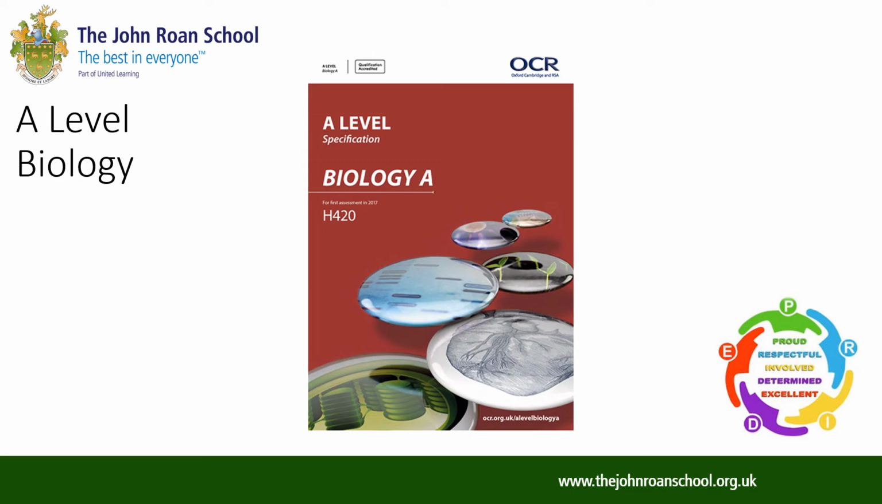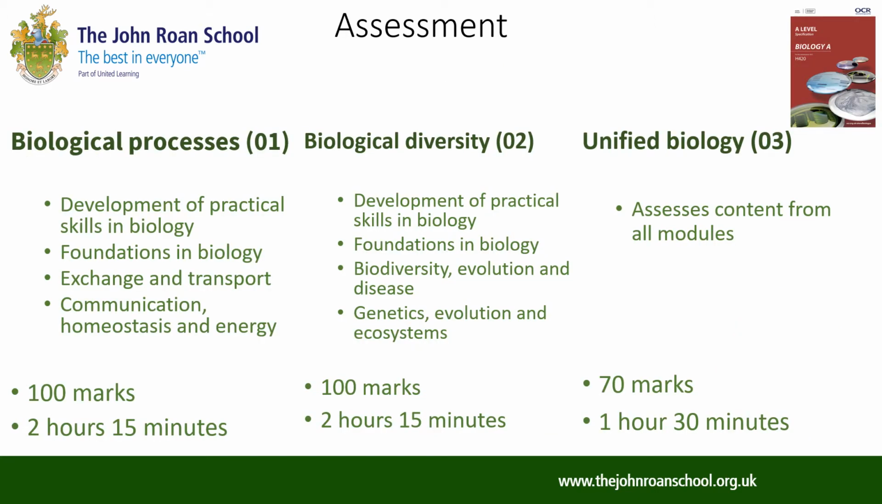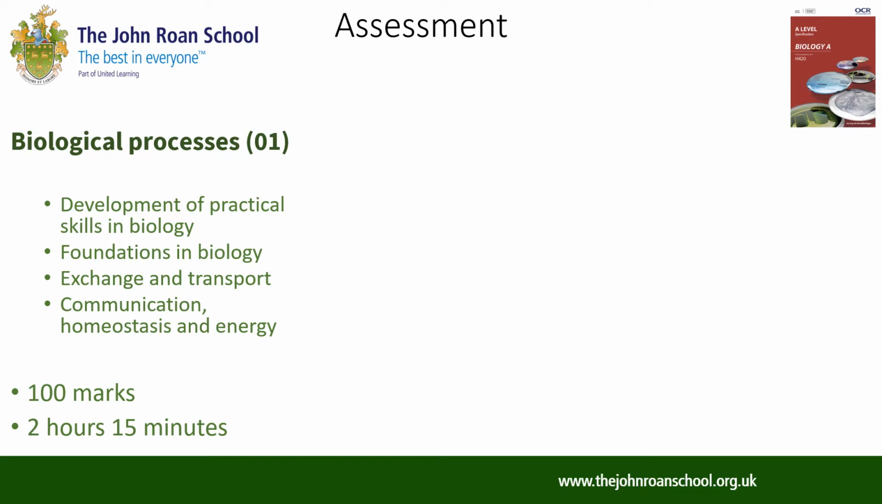This is A-level biology. We follow the OCR A biology specification here at the Roan School. This consists of 6 different modules and is assessed in 3 different exams. The first paper is Biological Processes, which assesses development of practical skills in biology, foundations in biology, exchange and transport, and communication, homeostasis and energy.